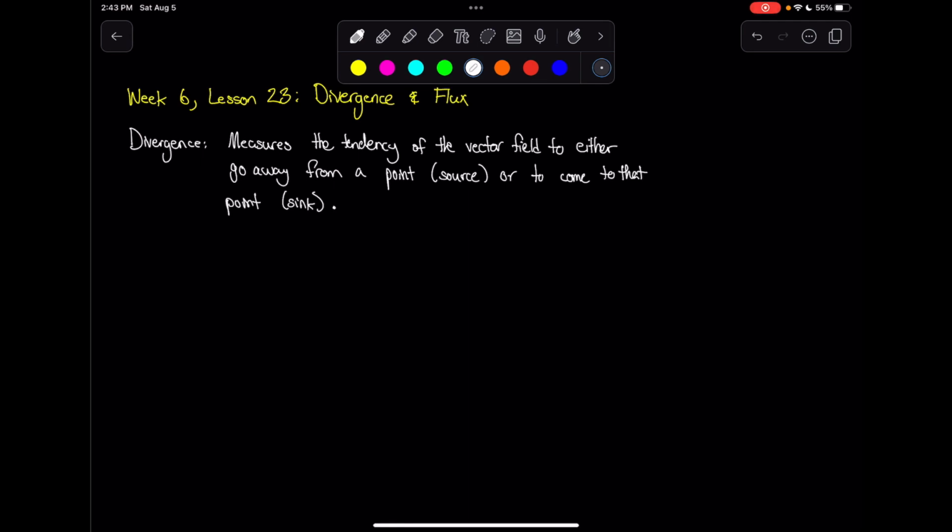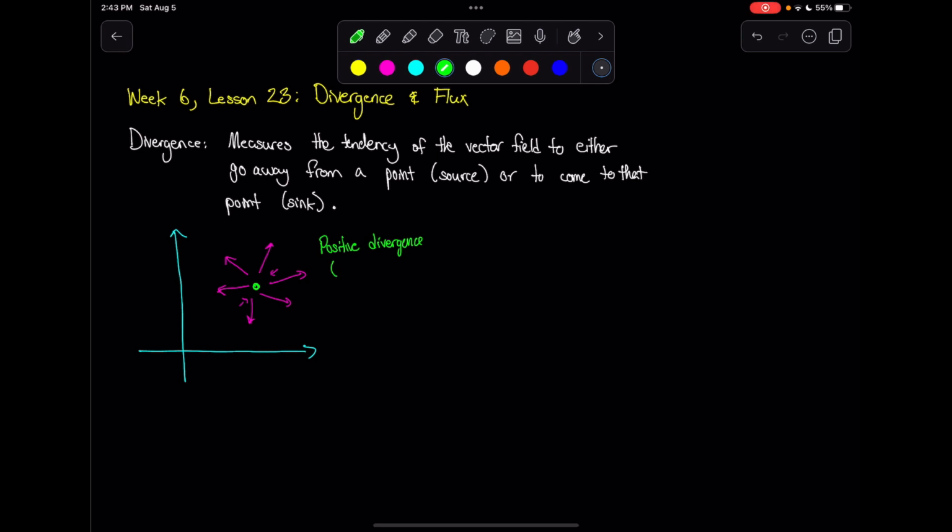One of the best ways to think about this is like heat. You can think about it like a light bulb or a refrigerator, right? If we have a vector field and a point in this vector field, and a majority of the vectors, maybe there's a couple going in, but a majority of them are heading out away from this point, then on average we would say this point has positive divergence, which means that this point here is what we call a source.